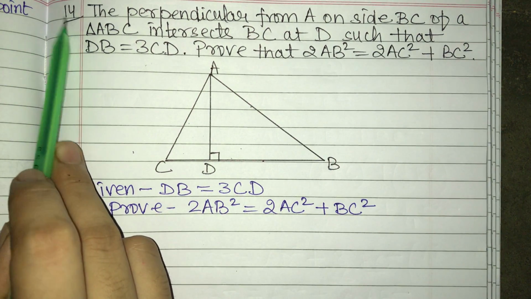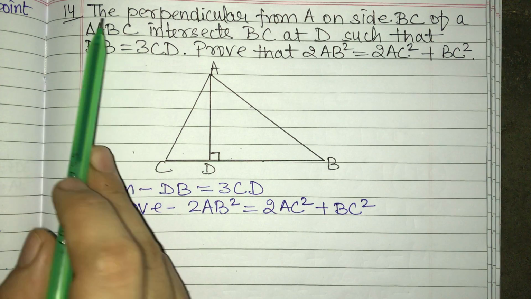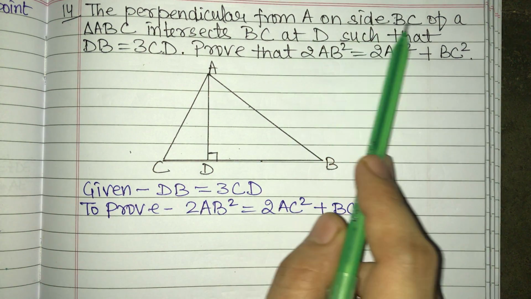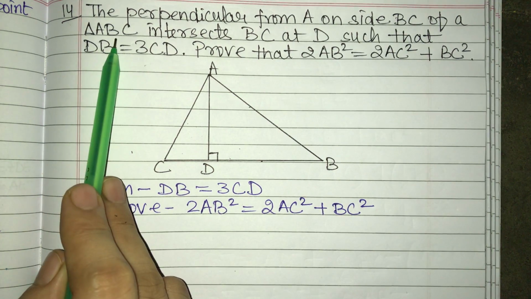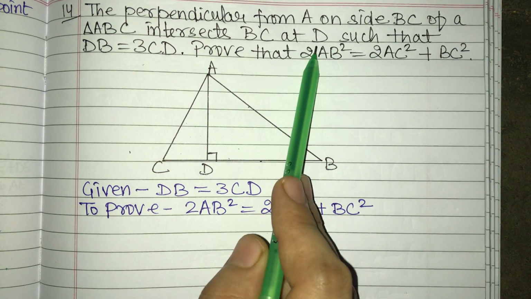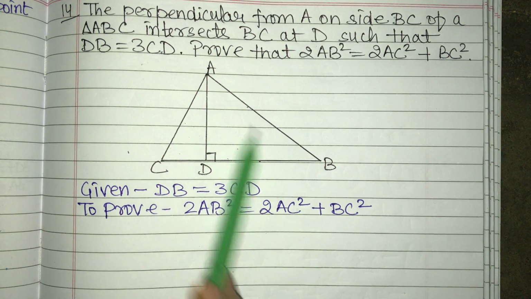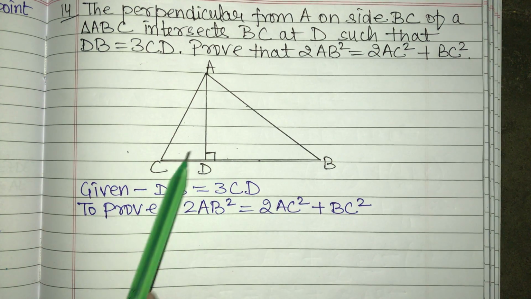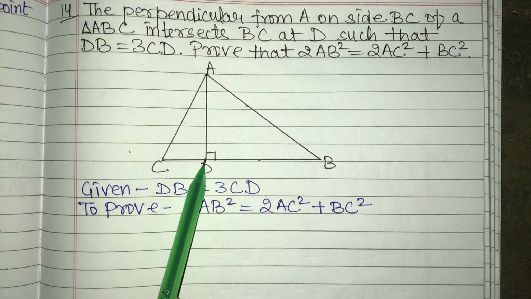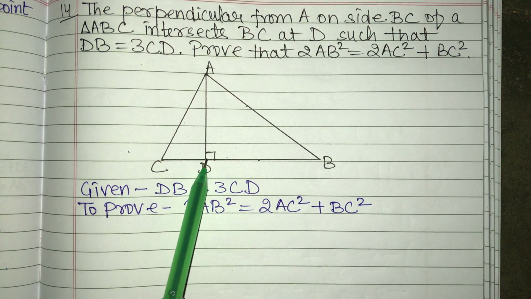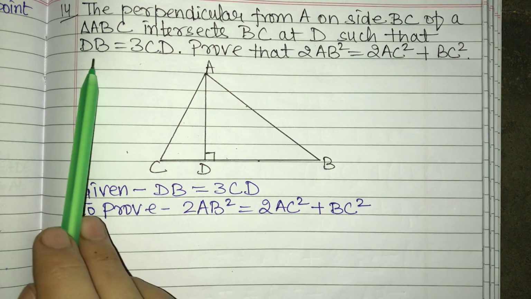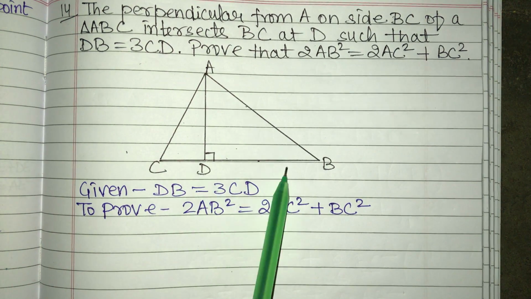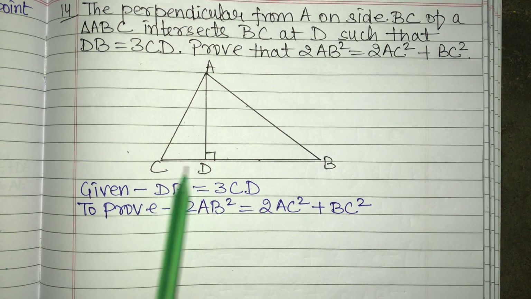Question number 14 of exercise 6.5. The question says the perpendicular from A on side BC of a triangle ABC intersects BC at D. So we have a triangle ABC and the perpendicular from A on this side BC intersects BC at point D such that DB equals 3 times CD. So this DB is equal to 3 times CD.